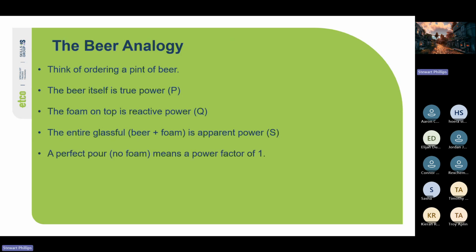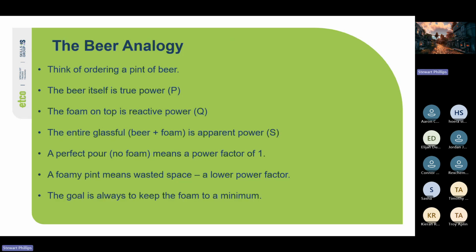Perfect pour, no foam, means a power factor of 1. A foamy pint means wasted space, a lower power factor. The goal is always to keep the foam to a minimum. But remember, we don't want a completely foamless beer, because we drink the beer through the foam, and we cannot get away from the foam because it is a carbonated drink. So it is the cost of doing business. Yes, it is technically wasted, but it is the cost of doing business, and some of that foam does eventually collapse and turn into beer.